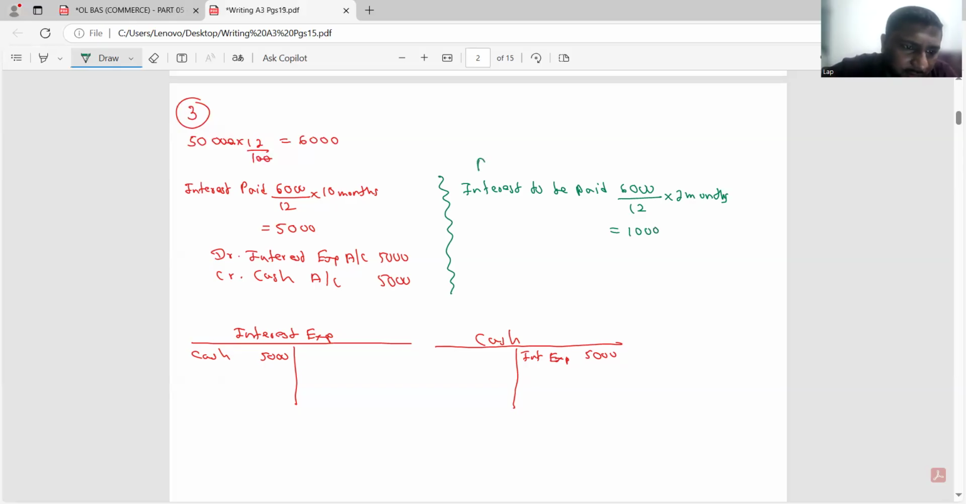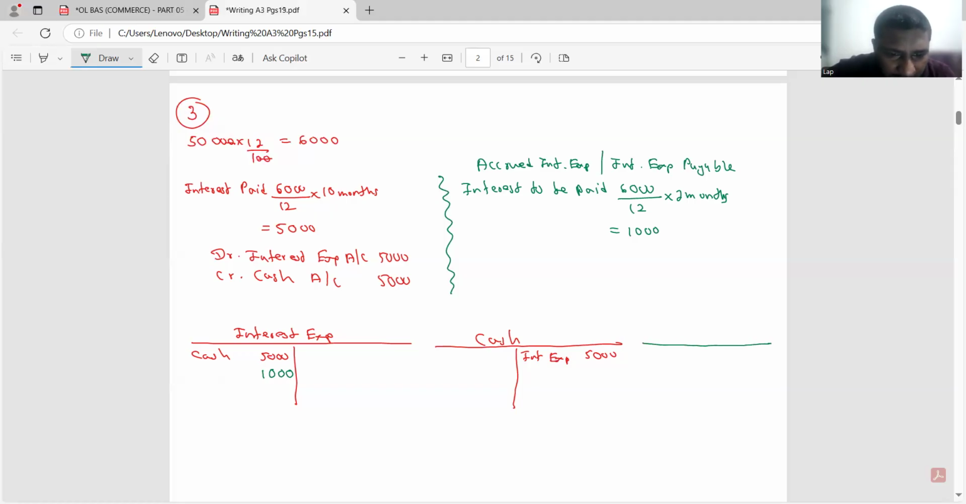So this is what? Accrued interest expense, if not interest expense payable. Interest to be paid. So this 1,000 is not yet paid. So you can't say your expense is only 5,000, because 5,000 is only the paid amount. There is 1,000 still to be paid. So total interest expense is 6,000.